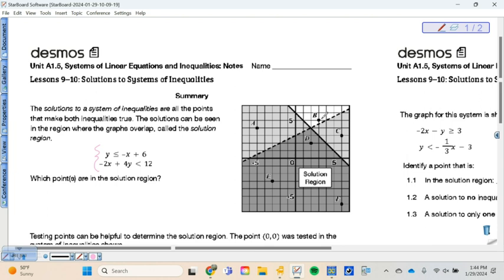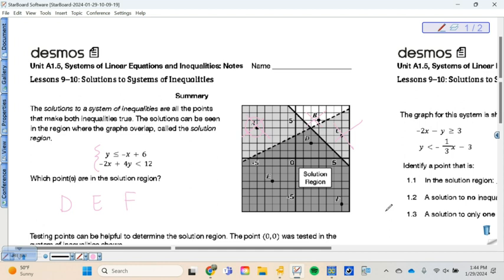Okay, is A a solution? No, it's only a solution to one of the inequalities, not both. What about B? No, B is no good either. What about C? What about D? Yeah, D is good. What about E? Yes. What about F? Yes. Very good. Okay, so when I have my graph completed, it's really easy to tell what the solution is or not.